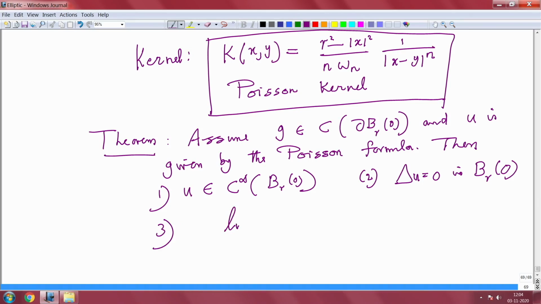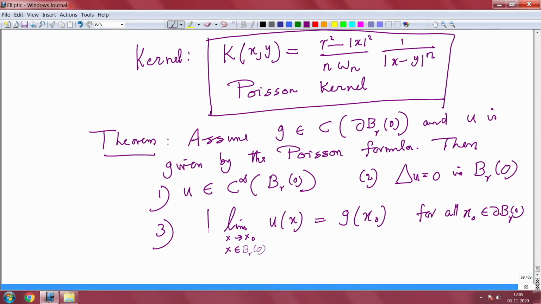Limit again, U is defined only inside the ball. So x tends to x naught, where x is inside the ball, that is how you have to look at it. But for x naught on the boundary, the limit of U of x is equal to the boundary value; the proof is similar, you can do it for all x naught in the boundary of B_R(0). So you understand the boundary values as limiting values of the function inside, given by the Poisson formula.